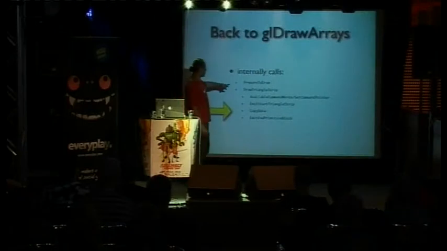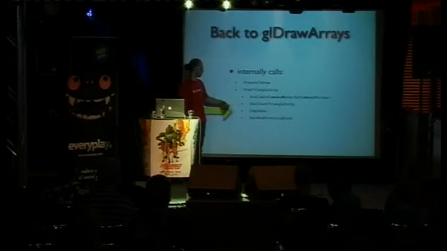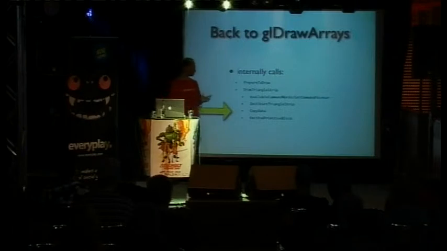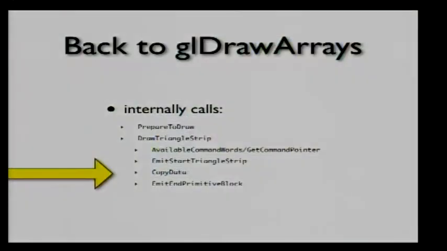And later we see that the draw triangle strip is invoked, and then it checks if there is enough space in the command buffer, and then it says emit start triangle strip. That is like a header of the packet, it's 8 bytes, which says, okay, we will be rendering a triangle strip now. And then there is this copy data afterwards. And that's a very interesting point here.